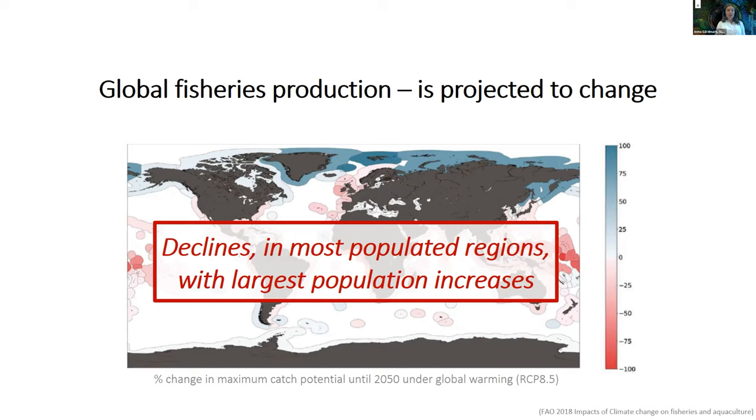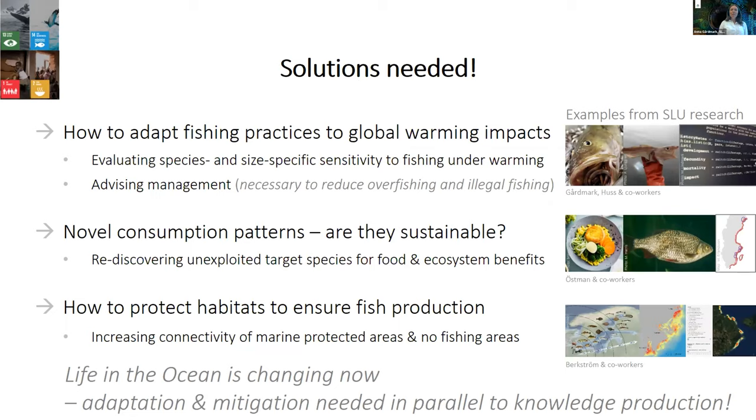This means we're gonna see decreased fish catches, but increased population numbers in these areas. This is a risk to food security. It also poses a risk that we will be seeing increasing international conflicts over fisheries and an increase in illegal fishing. So obviously this needs solutions, not only mitigate global warming, but more immediate solutions for the fisheries production.